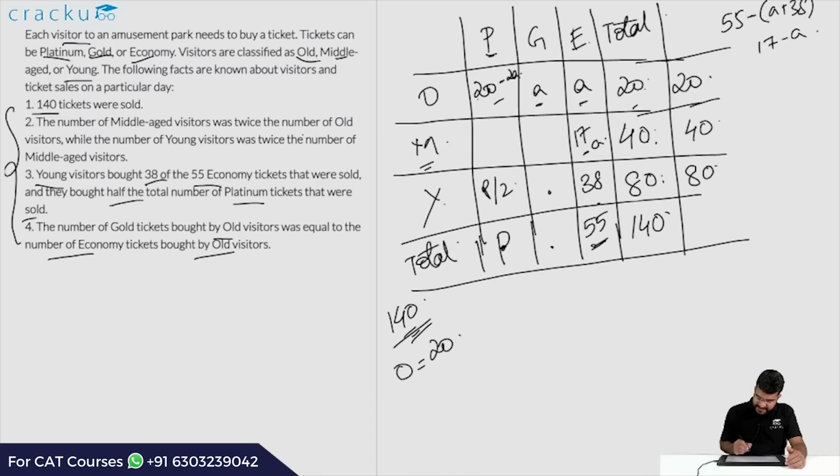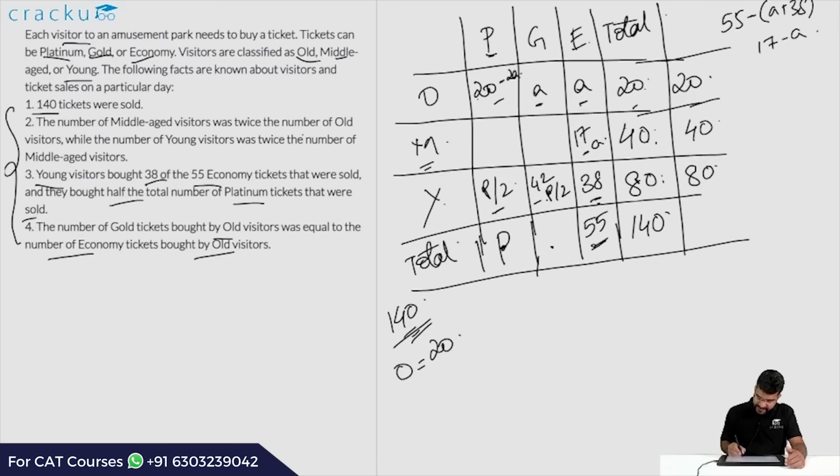Now again you can see that this can be easily found out because we know that the total number of young tickets is 80, of which 38 are economy. So the remaining will be 80 minus 38, that is 42. Of the 42, P by 2 are platinum tickets. So the number of gold tickets will be 42 minus P by 2. Now we can go further.